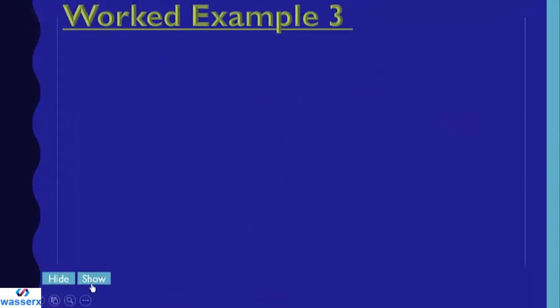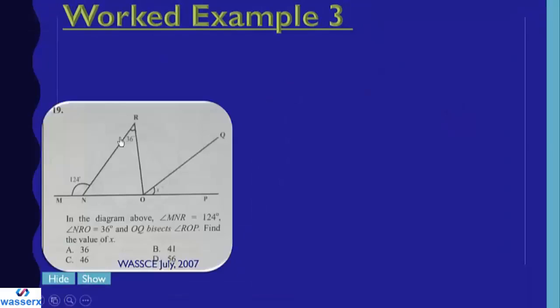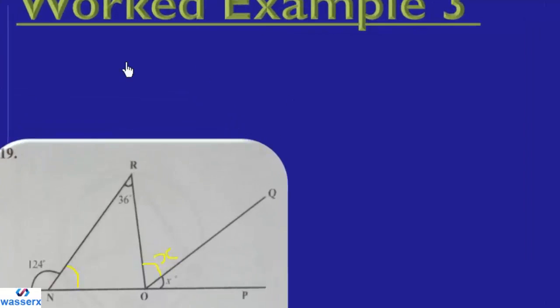We have worked example 3. Now we are looking for the value of x. Because OQ bisects angle ROP, this angle over here is also equal to x. So this angle is x. Now we can use the exterior angle property again.